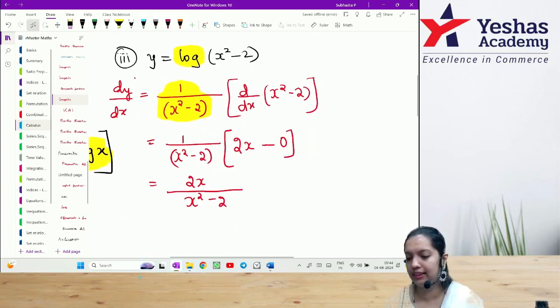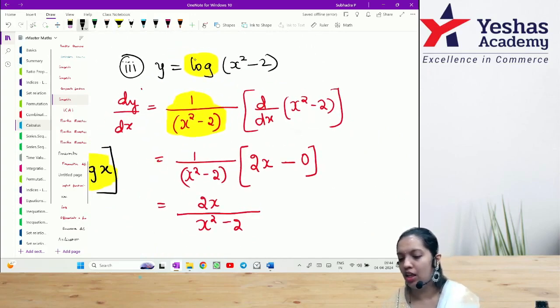Is this the question? Third one? Log means derivative will be 1 by x square minus 2. Then derivative of x square is 2x. Derivative of 2 is 0. Final answer 2x divided by x square minus 2.